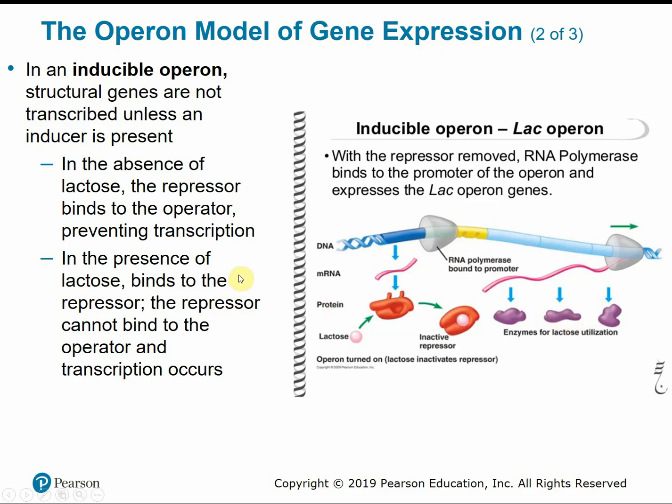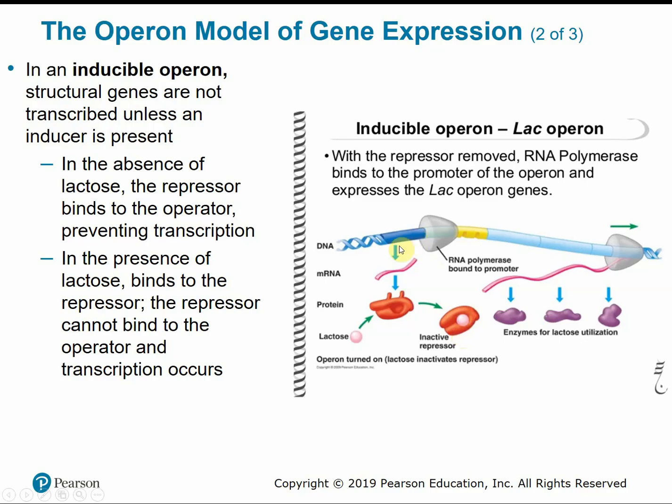However, when lactose is present, so now there's lactose in the environment that we can utilize for our metabolism, lactose serves as the key to unlock this repressor protein. So when lactose is present, it binds to our repressor protein and inactivates it.